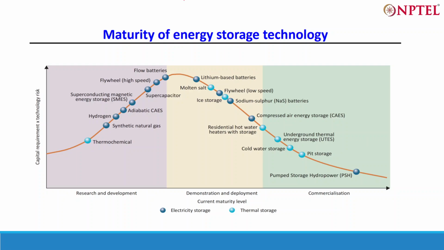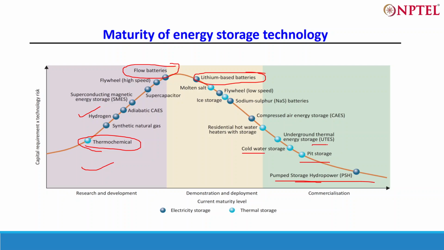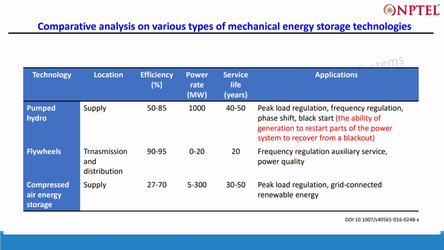If you see the energy storage technologies, basically the kind of capital requirement: most of the capital requirement will be in flow batteries, and risk is also high there. Similarly in lithium-ion batteries. Thermochemical storage has low capital requirement, but is in the research and development phase. Similar for hydro. These are in commercial stage, like pumped hydropower, cold water storage, underground thermal energy storage. These are in various demonstration and deployment phases.